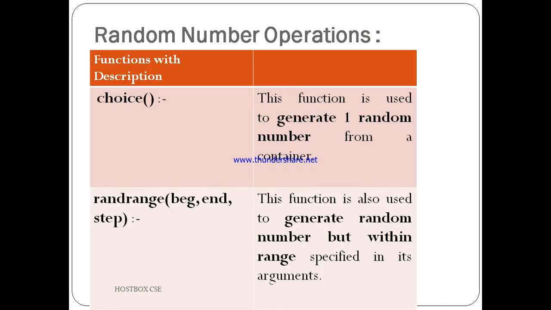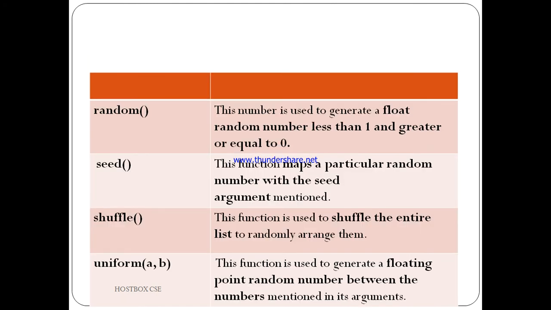Now, there are a number of operations that can be carried out with random numbers. The basic operations, with the functions that come, are choice, randrange, like that. First, choice is a function you use to generate one random number from a container, and we will see the example later, one by one. And randrange is a function you use to generate a random number within the range specified in the arguments. For example, 10 comma 40: in between you generate the random numbers, and it won't go beyond. And random is used to generate a float random number less than 1 and greater than or equal to 0. We will see everything in the combined example here.